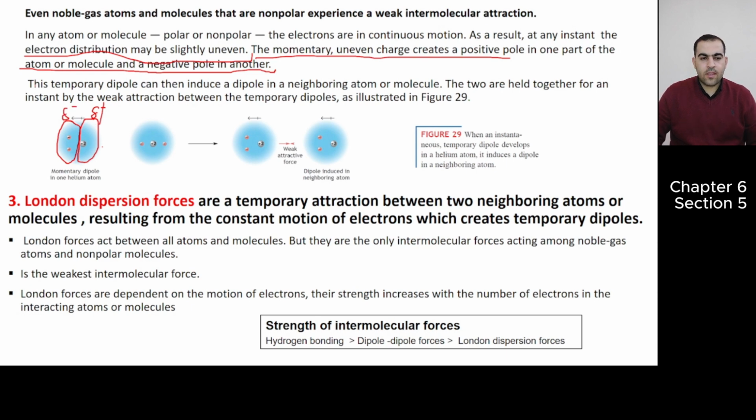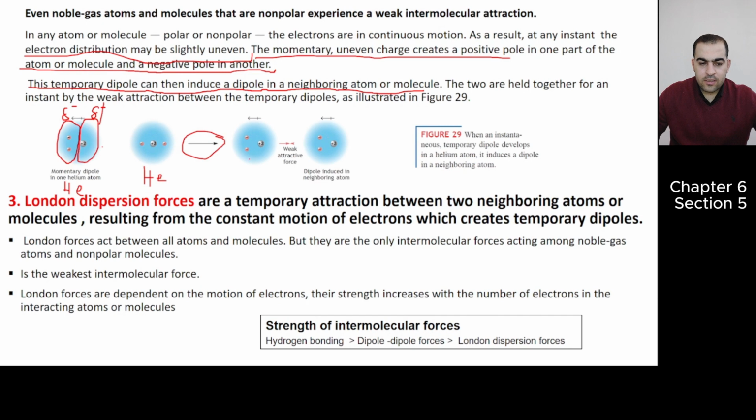Then this temporary dipole can induce a dipole in a neighboring atom or molecule, like helium. This is also a helium atom. We're talking about two helium atoms. Okay? It says I'm partially positive, so it attracts the electrons in another helium atom which is next to it. So when it attracts, what happens next?